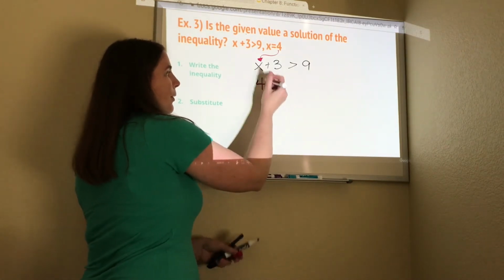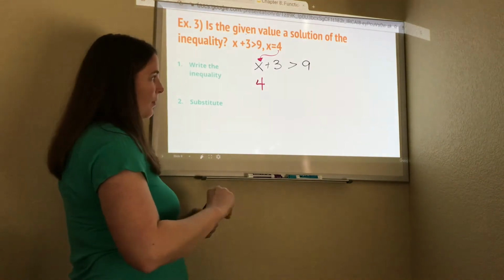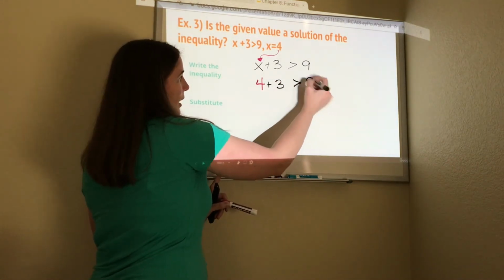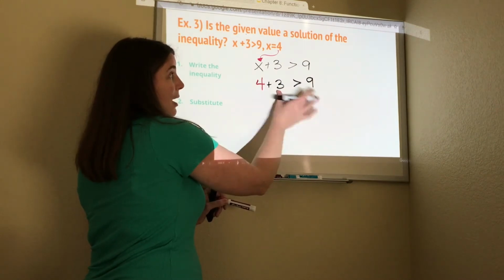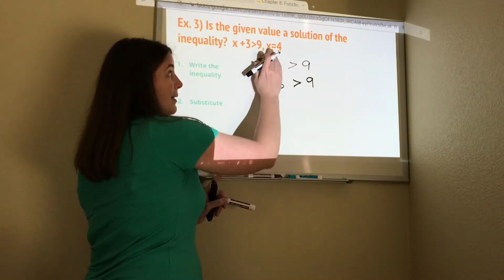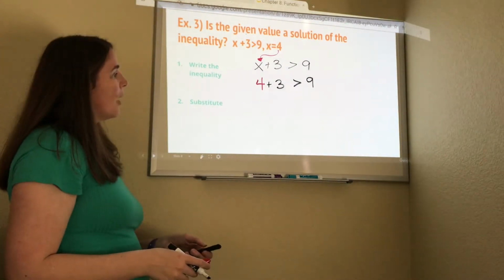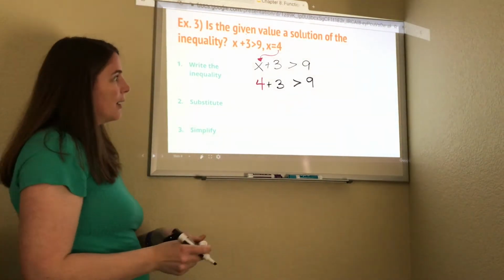So 4 plus 3 is greater than 9. I rewrote this exactly the same. The only thing I changed was that my x was equal to 4. Okay? Now I need to simplify this left side here.